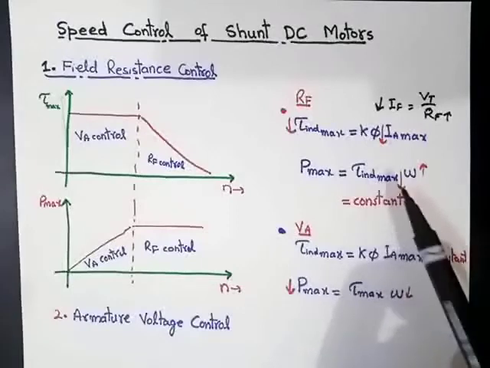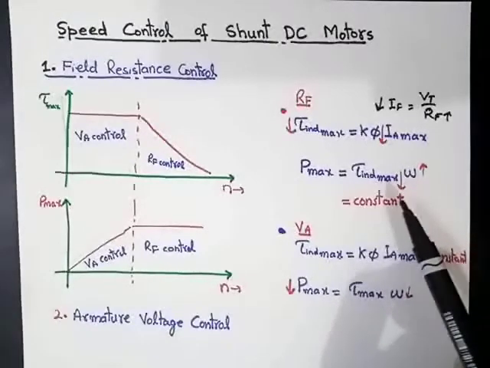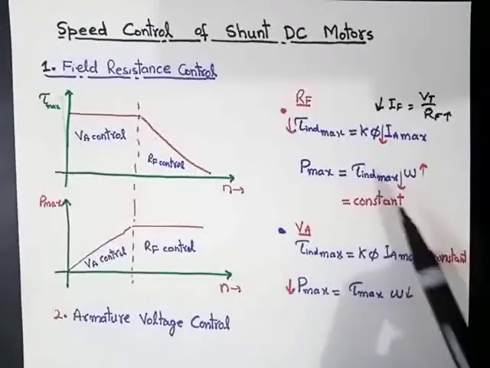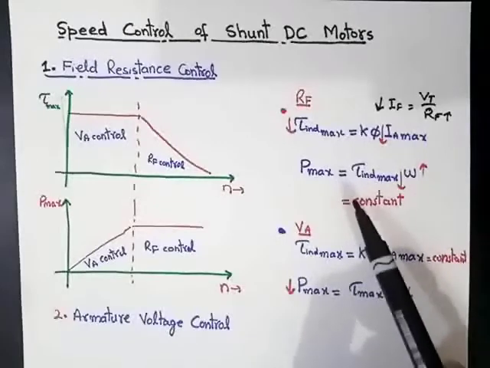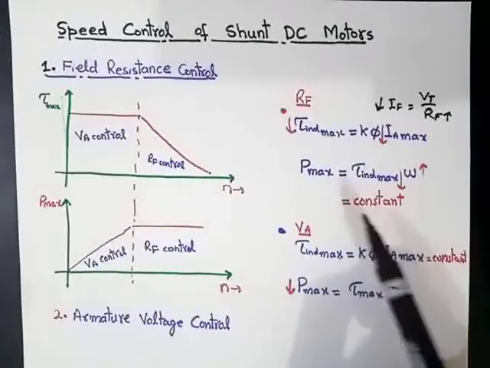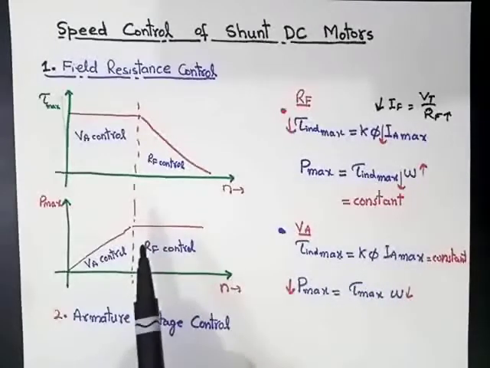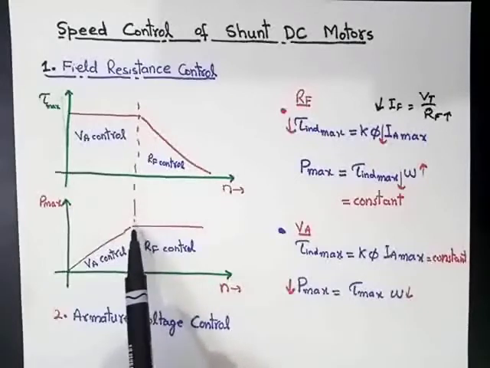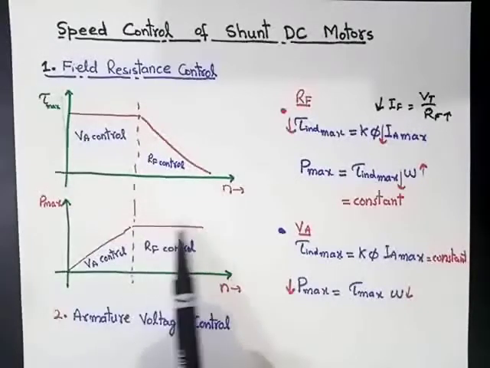Here, as you can see in this equation, one factor is increasing and the other factor is decreasing. It means there will be no change in the maximum power. It means the maximum power in case of the field resistance control method will be constant. Therefore, the graph of the maximum power due to the field resistance control method will be like this, constant.